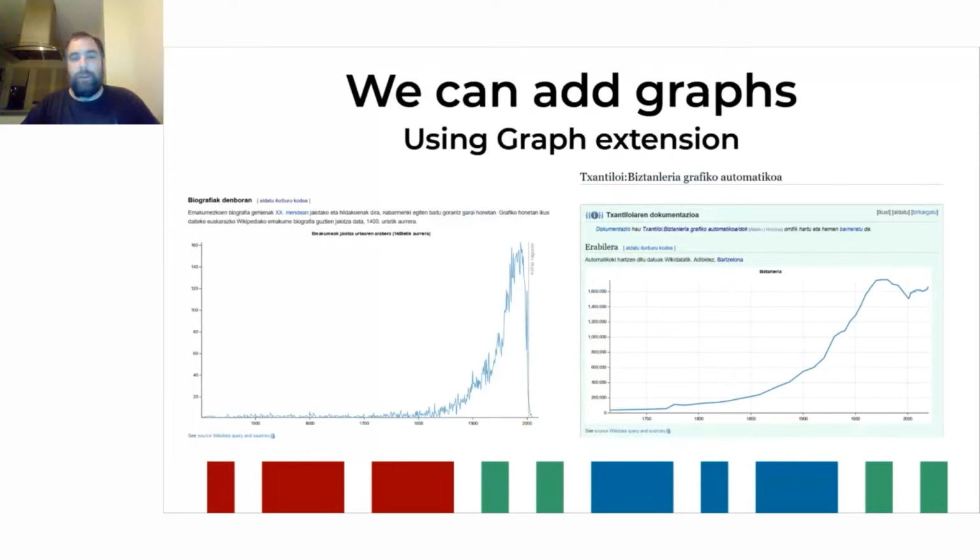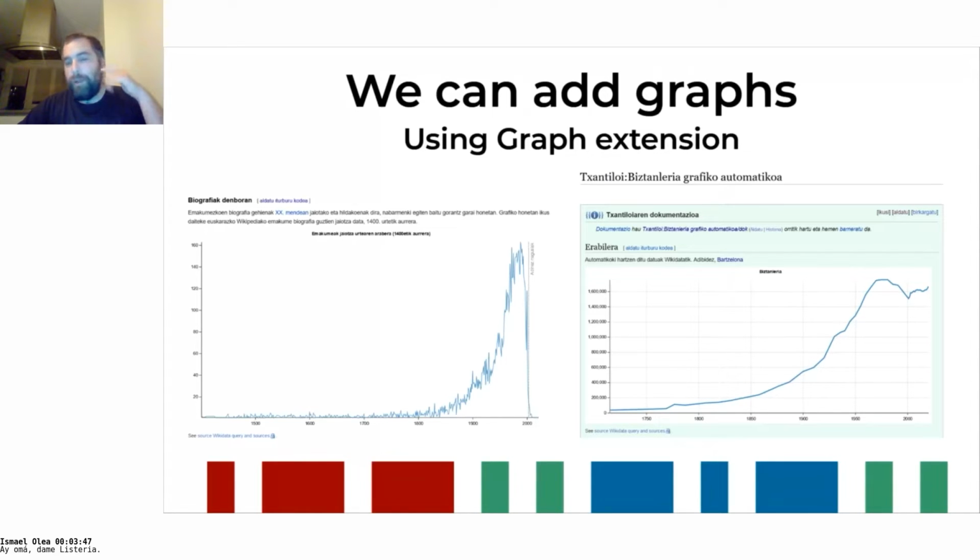We can add graphs using the Graph extension. These are 2 examples of this. The first one is the biographies of women we have in the Basque Wikipedia according to the birth date of those women, and there is an example in the graph extension about artworks and when they were made. On the right side, you have the population of Barcelona, for example, by date, and this is also done automatically using available data at Wikidata.